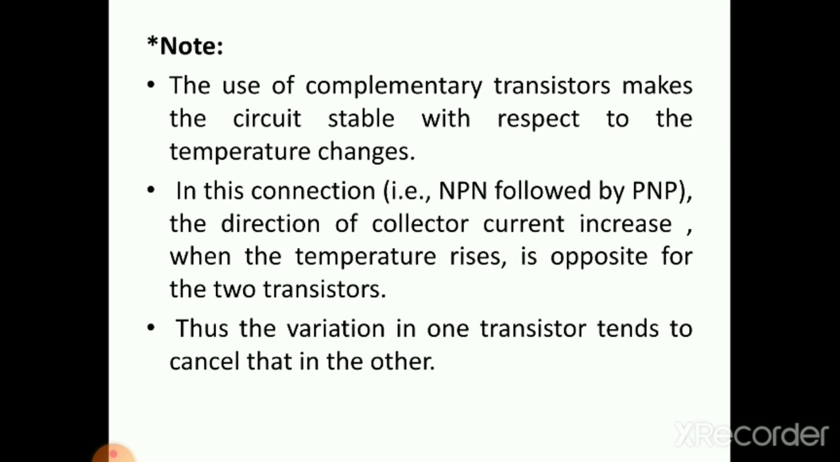We know with temperature changes, the reverse saturation current IC0 will double for every 10 degrees centigrade. If you can remember the basic diode properties, the reverse saturation current will double for every 10 degrees centigrade rise. And we know IC is equal to beta IB plus IE. So in that equation, the reverse saturation current doubles and overall the IC will increase with the temperature increase.